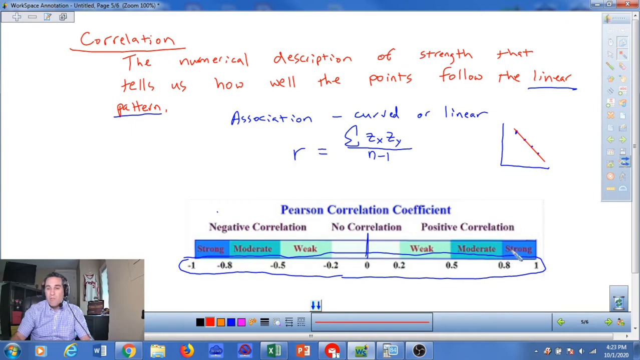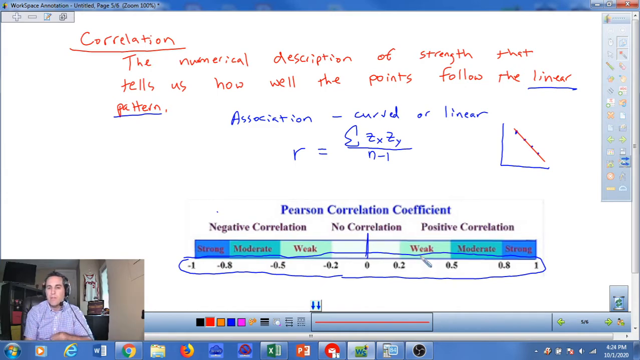So strong we consider like 0.8 to 1. Any number between 0.8 and 1 or -0.8 to -1, those are strong patterns. The points are really close. 1 is perfection. You'll probably never have 1. Moderate strength is between 0.5 and 0.8, or negative 0.5 to negative 0.8. That's pretty strong. A weak relationship is probably less than 0.5, so you get an R value of like 0.4, 0.3. Those are weak relationships. Those points are really spread out around the pattern.